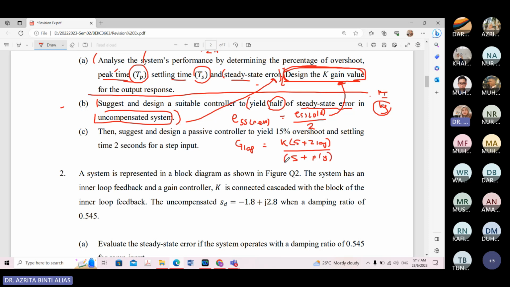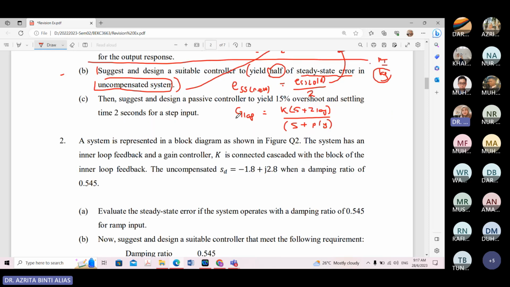Okay. So when we want to design the lag controller, that means we need to know the location of Z lag, P lag, and also the value of gain K. So to design the lag controller, the first step, you need to write the first step. The second step, we need to write the equation or the relationship between Z lag and P lag.